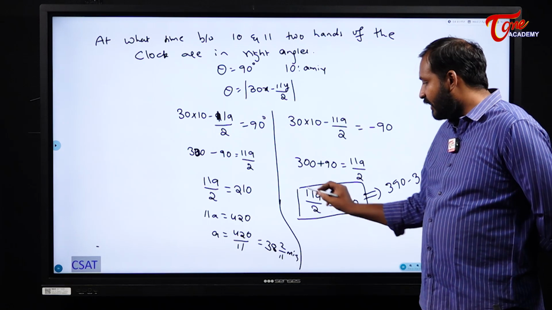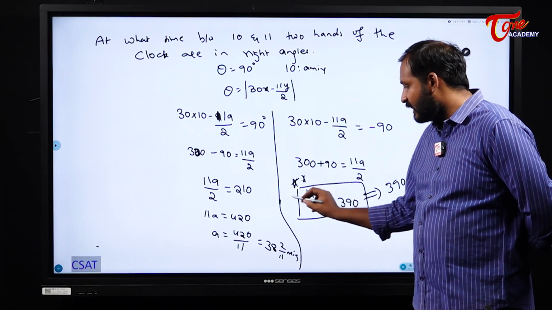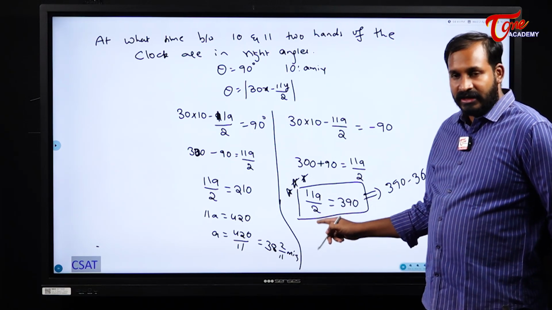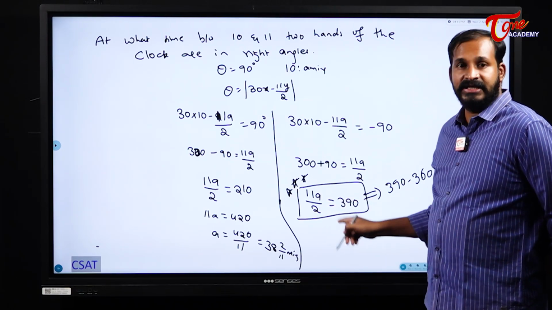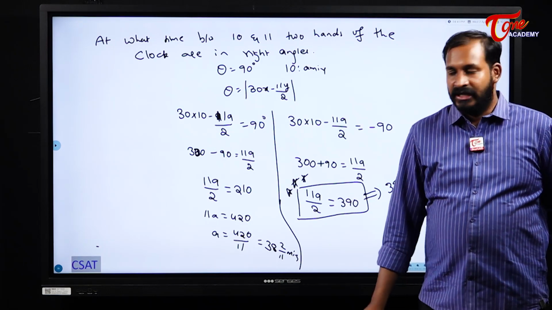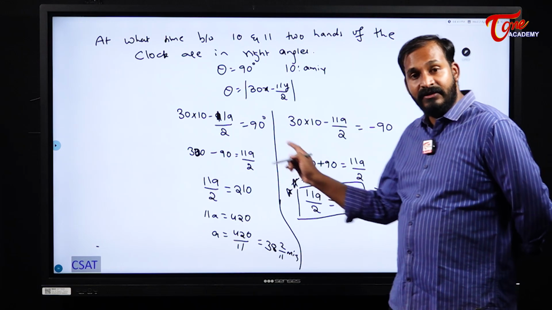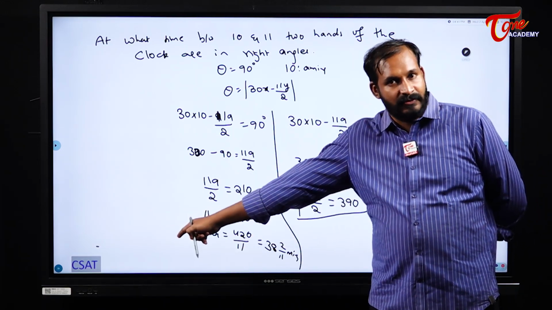At this point, mark this 11a by 2 with a star or whatever you want. This is very, very important, students. Whenever you have the value 11a by 2, make sure that the value is less than or equal to 360 degrees. If you get a value greater than 360 degrees, do it like this. If you get a negative value, we already discussed that in our previous case.